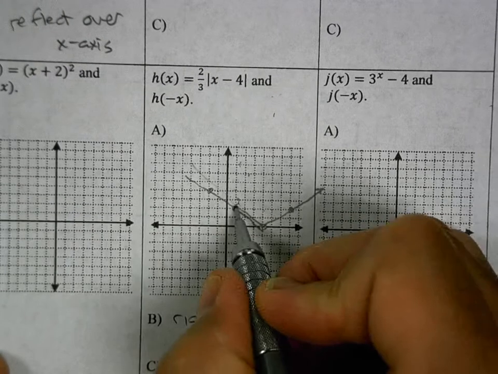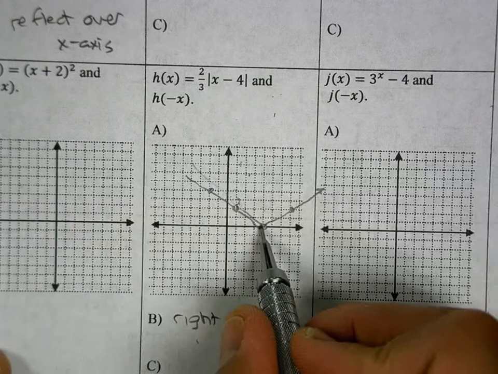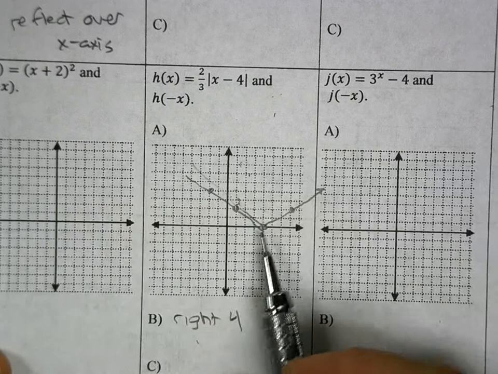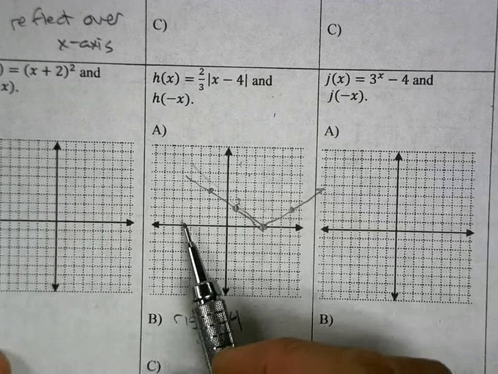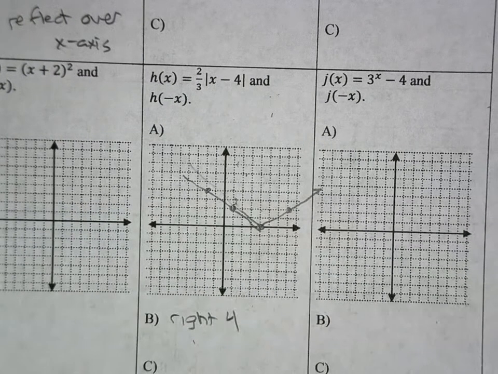Okay, so now what I want you to do is take every point and reflect it over the y-axis. So you do that. So I know this is at 4, so go to negative 4. This is at 1, go to negative 1. So you're flipping it over the y-axis and draw your V. So go ahead and do that right now. Reflecting it, h of negative x, reflecting it over the y-axis.